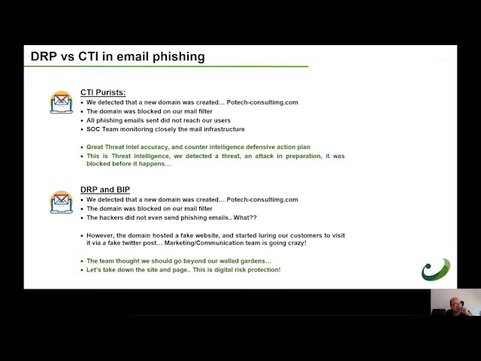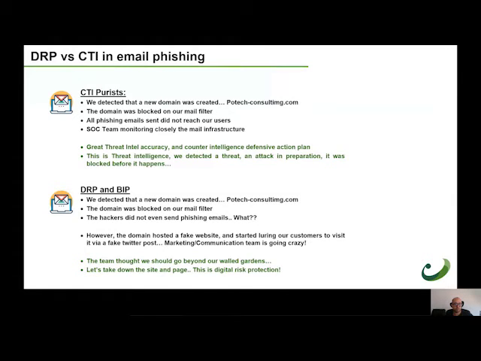Let's dig into this use case. We detected that a new domain was created, protectconsulting.com with an M. The domain was blocked on our mail filter. Great. All phishing emails sent did not reach our users. Great. SOC team monitoring closely the main infrastructure. Any attempt, we're tracing back the attack. Great threat intel accuracy and counterintelligence, very effective, very fast action plan. Everything was perfect.